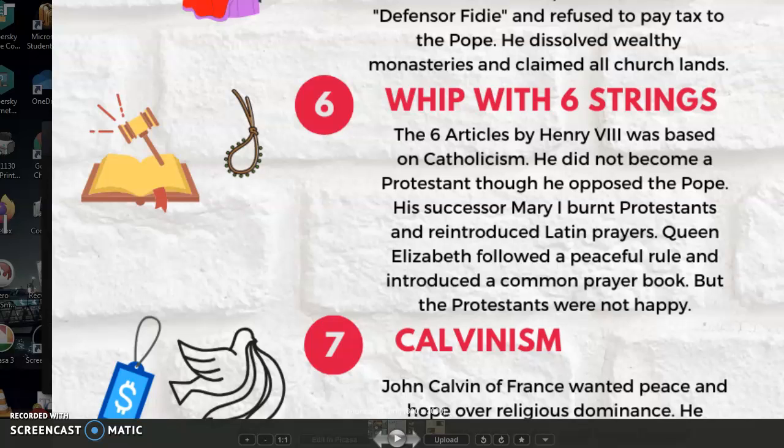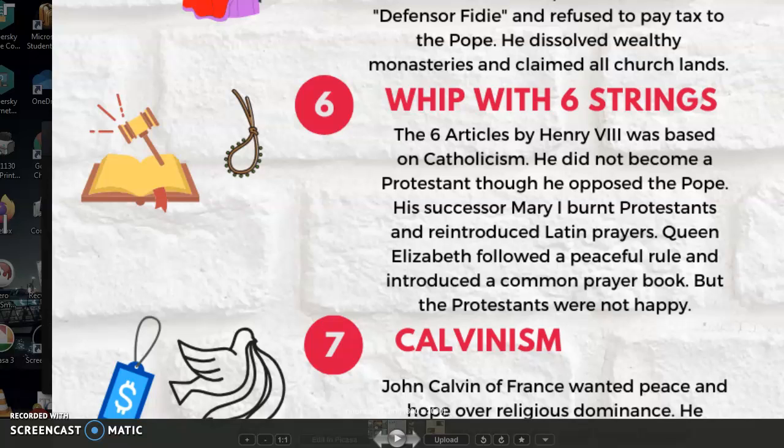Point number 6, the whip with 6 strings. 6 articles were issued by Henry VIII. These 6 articles were based on Roman Catholicism. As I already mentioned, he did not become a Protestant, though his quarrel was with the Pope. His successor, his daughter, Mary I, burned Protestants, and she reintroduced Latin prayers and Latin Bibles. The next successor, Queen Elizabeth, sister of Mary, followed a peaceful rule, but she introduced a common prayer book.